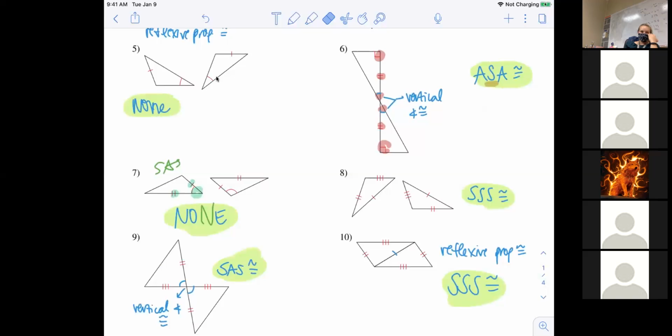Okay. What do the S's and A's mean? Oh, okay. The S's and the A's mean side and angle, so it's just an abbreviation. So if I say SSS, it just means side, side, side. So I've got all 3 sides congruent.